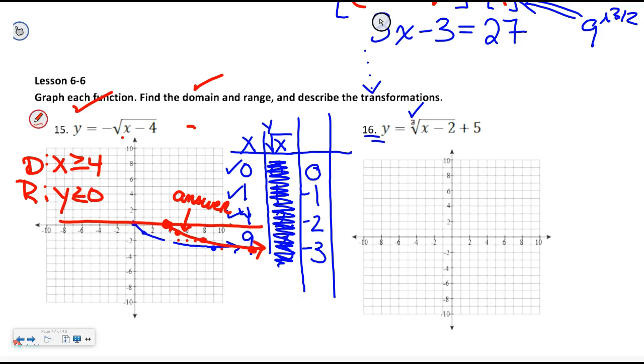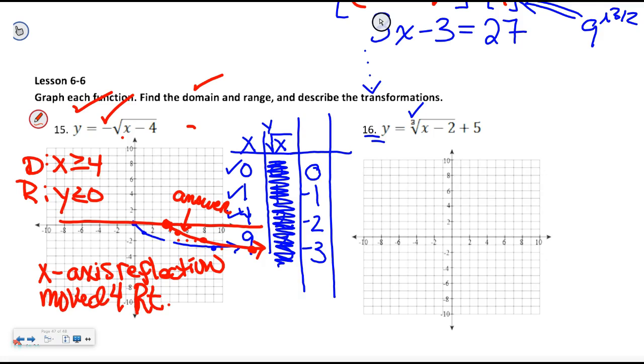Then it says describe the transformation. So I have to say, what did this do? We had an x-axis reflection, and then we moved 4 to the right. So again, the square root graphs, and you will have one on your test.